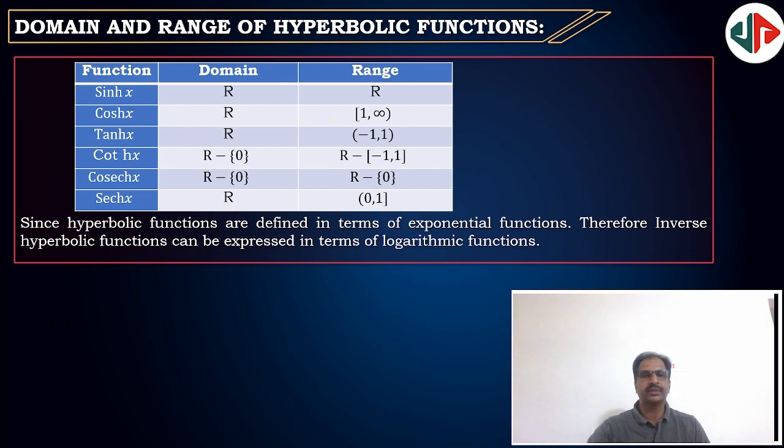Like that, cos hx is also defined for all real values. And range of cos hx is 1 to infinity with closed interval at 1. That is, 1 is included. Of course, for infinity there will always be an open bracket.